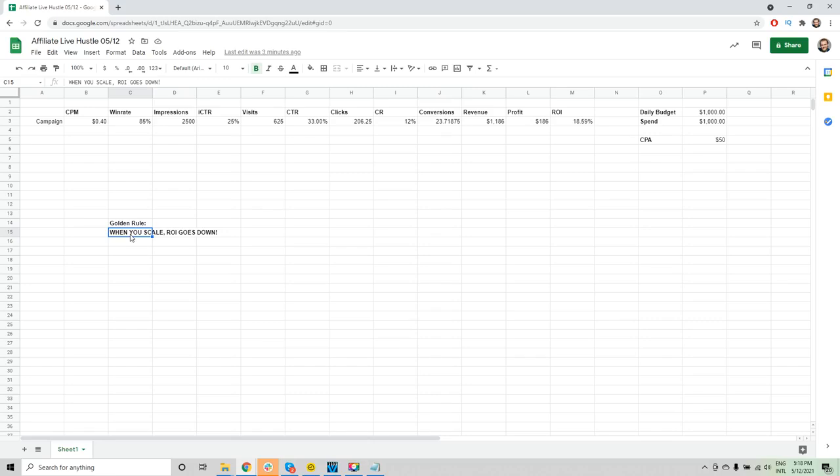And if you have a ROI that's not in a healthy zone, but you still want to scale, it's time to optimize a little bit more before you start scaling, so that we don't drag that campaign into a loss.